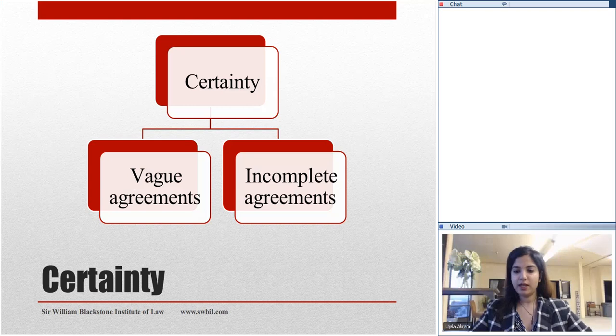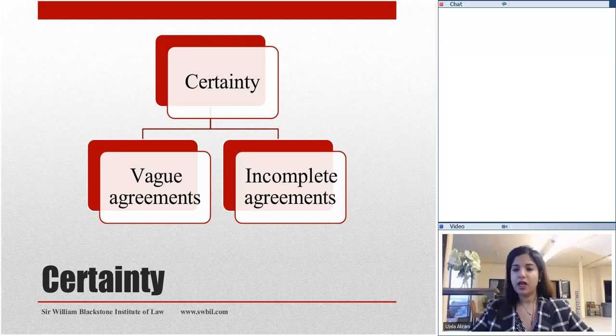Right. So let's start our discussion on certainty. So this section of certainty deals with cases where the parties have used ambiguous or unclear language. Okay. So this section first deals with the cases where the language is unclear or is ambiguous, and then looks at cases where the parties have deliberately left the terms to be agreed at a later date.